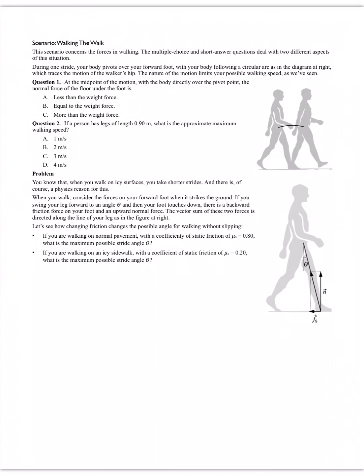Next, we're looking at walking the walk. Remember this: back in chapter 6, when we talked about people walking, we said that when you walk, your body is pivoting over your planted foot. As a consequence, your body is going in the arc of a circle, so the acceleration is directed towards the center of the circle. The net force is directed downward.